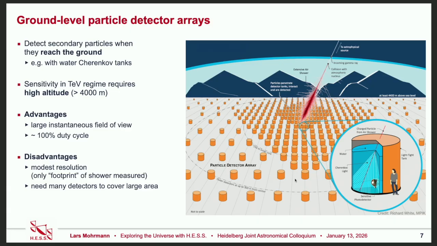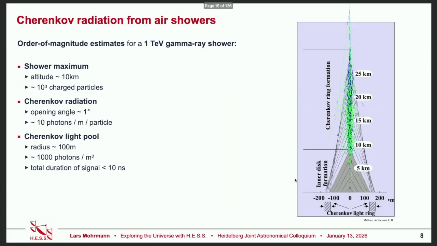Now, this is not what we do with H.E.S.S. There's another way, and that has to do with the Cherenkov radiation that's created by the secondary particles in that air shower. So let's have a look at this. There are many charged particles in such an air shower, of course, and because those are highly relativistic, they travel faster than the local speed of light, they emit Cherenkov light.